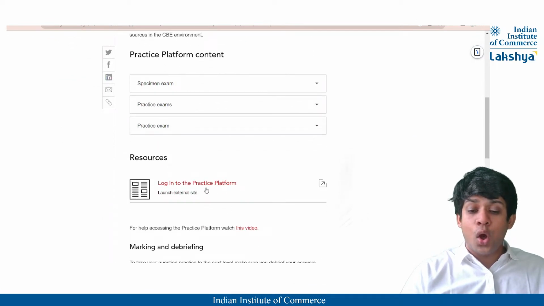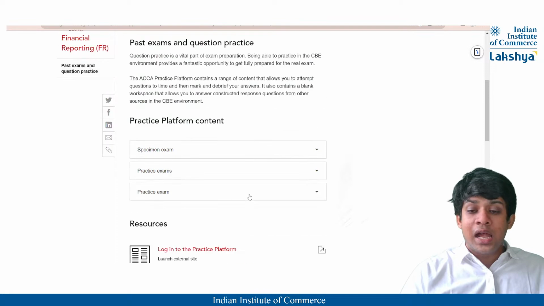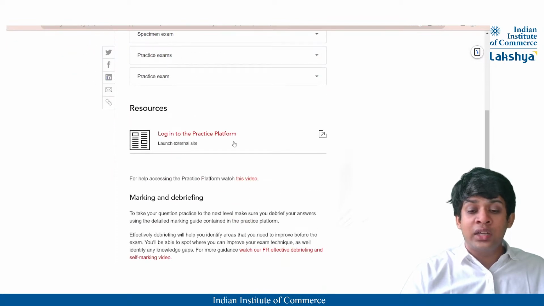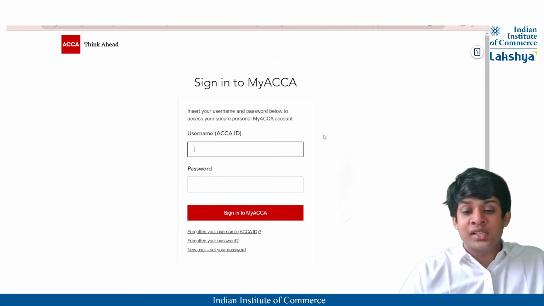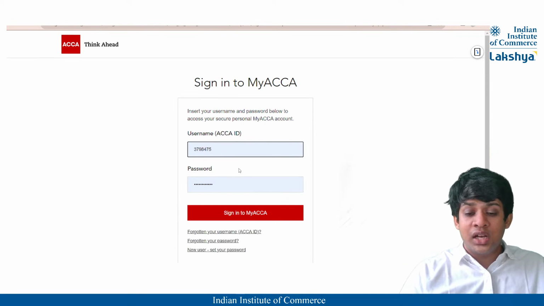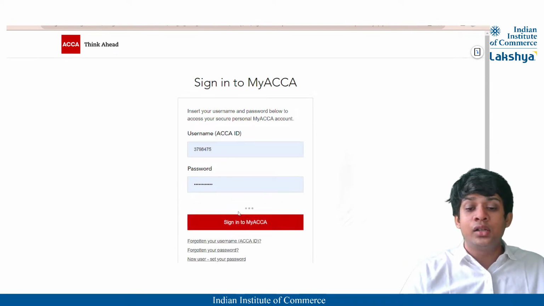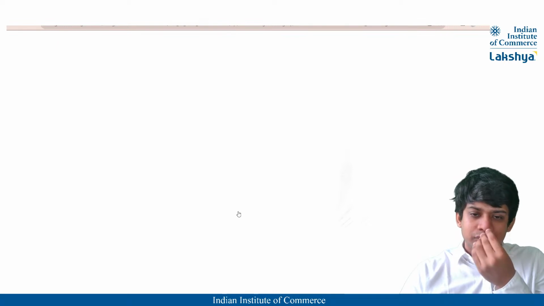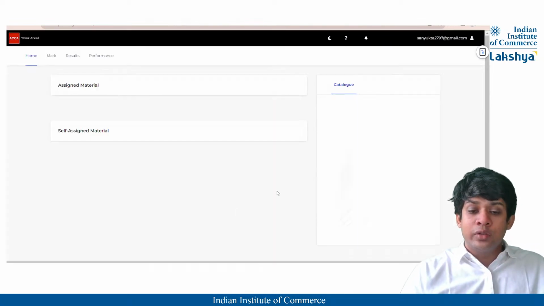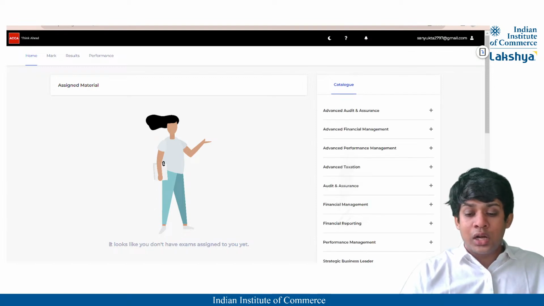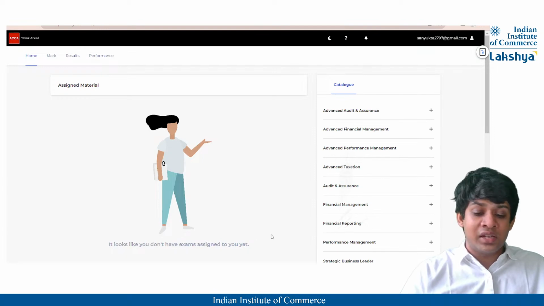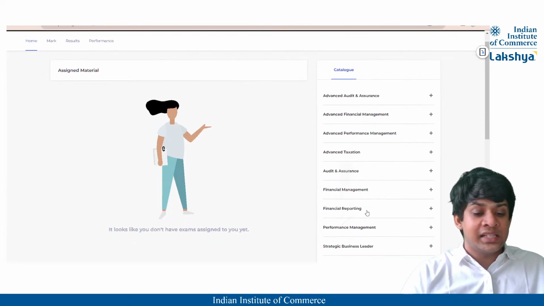Then from here, you will log in to the practice platform, right? As you drag it down, you will get this option for logging in to the practice platform. You will click on this small arrow. You can click on the login to practice platform also. You will state your username and your password and just sign in. As soon as you sign in, you will get your home page wherein you can assign your examinations or everything, whatever you want to study. It will just take a little bit of time to load. Right now it's saying it looks like you don't have exams assigned to you yet, but you have to assign exams to yourself.